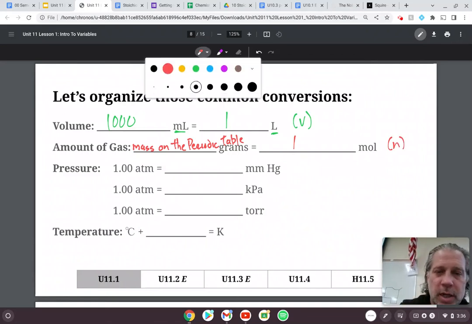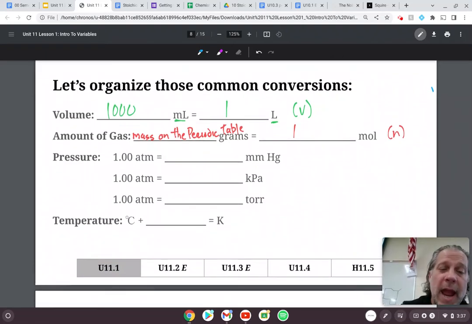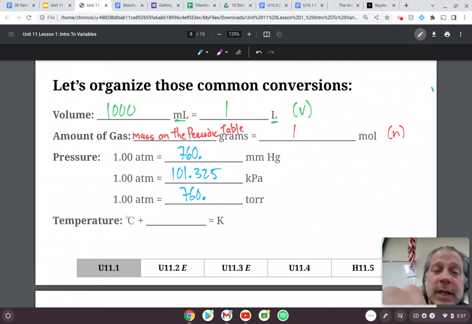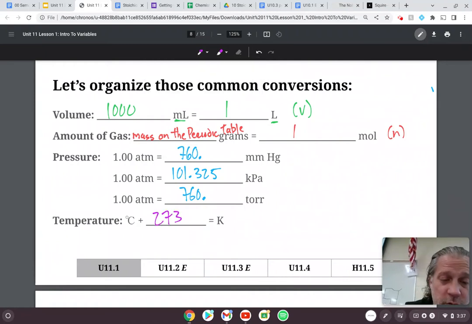Pressure: there are three different types of pressure that we can measure. So 1 atmosphere, ATM, is going to be equal to 760 millimeters of mercury. 1 atmosphere, ATM, is going to be equal to 101.325 kilopascal or kPa. 1 atmosphere, ATM, is going to be equal to 760 torr. And then lastly, the conversion from degrees Celsius to Kelvin is degrees Celsius plus 273.